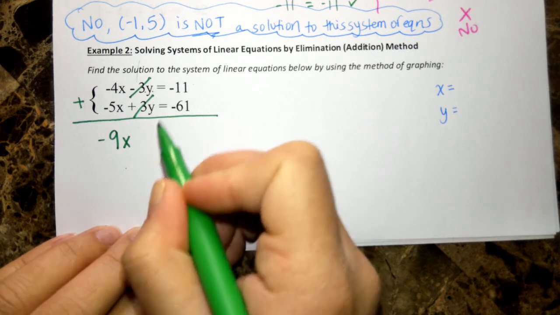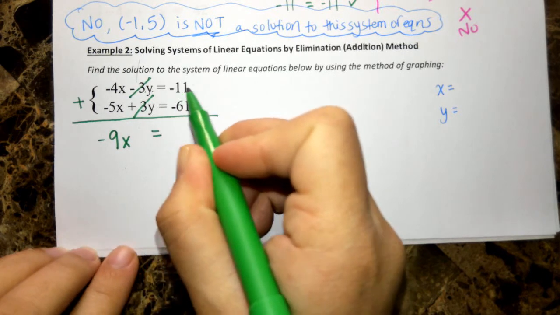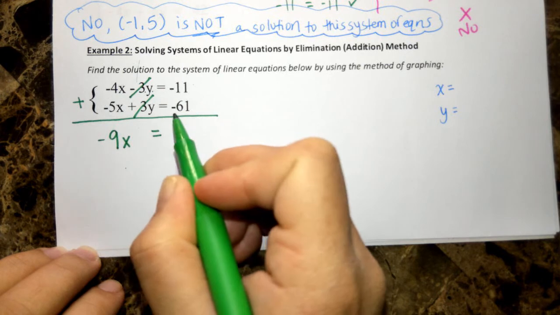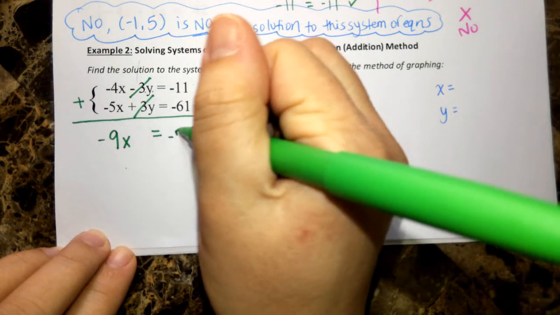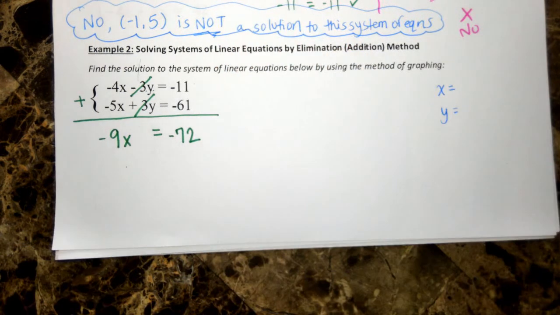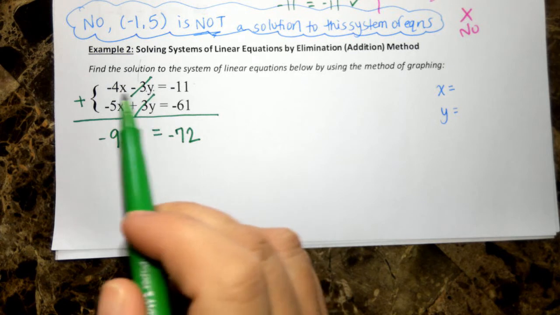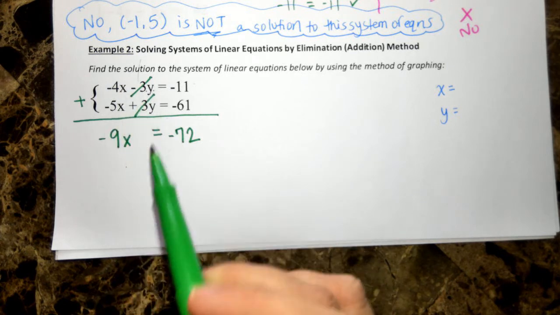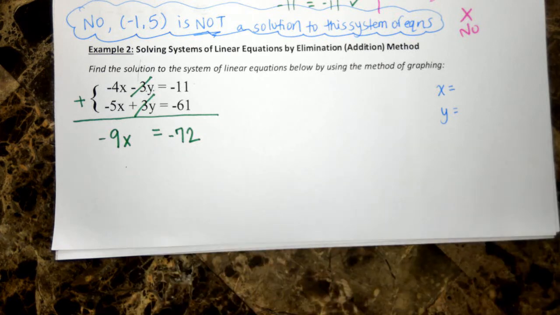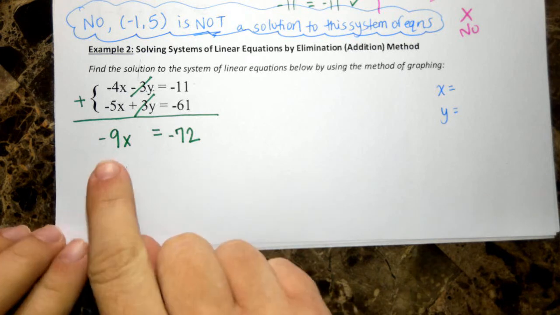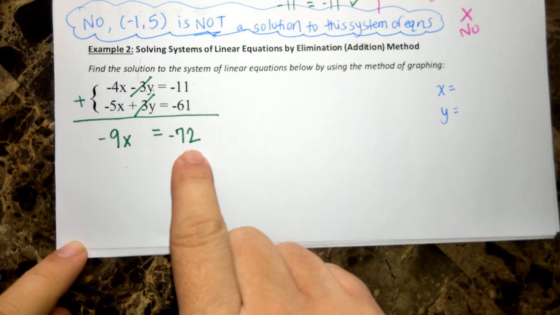And we're going to bring down the equal sign. And then I have negative 11 plus negative 61. Just add those two numbers, and you should get negative 72. That was really useful because now, instead of having two unknown variables that I don't know, I have this new equation, and all I have is x, and I can easily solve for x now. This is a basic one variable equation. So we have negative 9x equals negative 72.